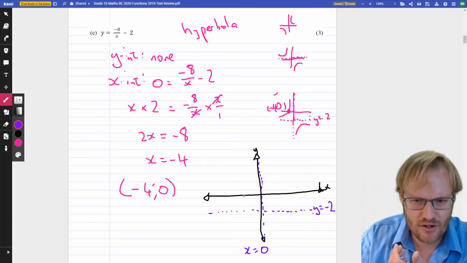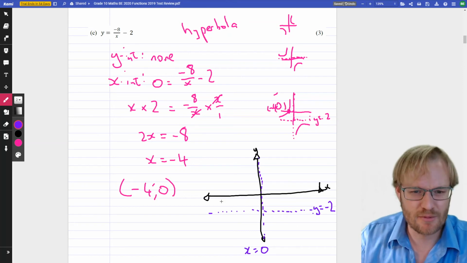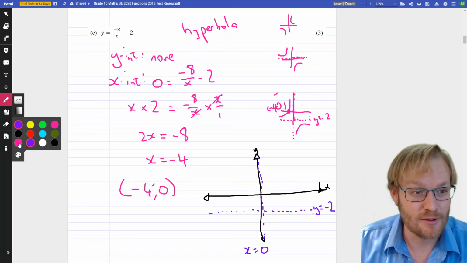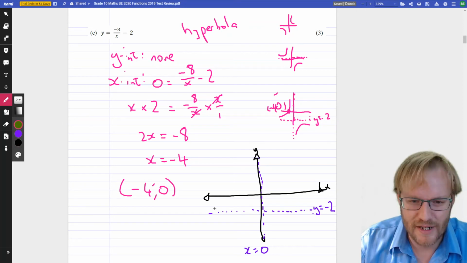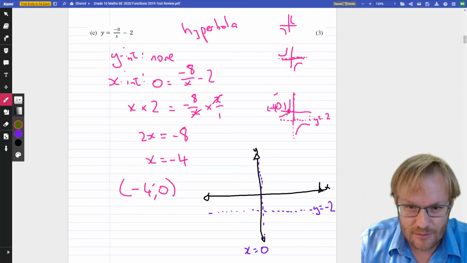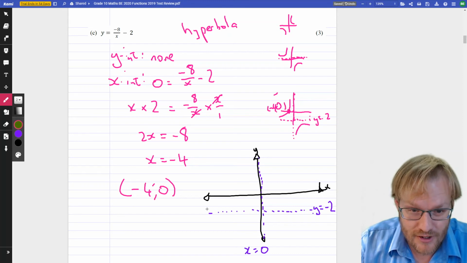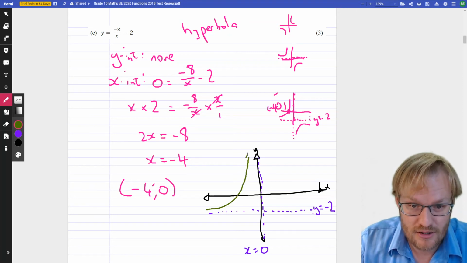We know that it's going to go through this point, but I'm not going to draw it in yet because my drawing's wonky at the best of times. So let me put it in afterwards. Let's go for some green. So we know that it's going to be this shape, and it's going to come through here. It gets closer to the asymptote but doesn't touch, so I'm going to just draw it up like that. Gets closer there, goes through that point. Now I'm going to add it in.